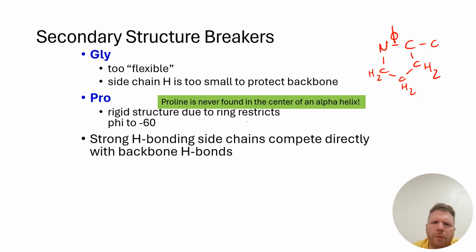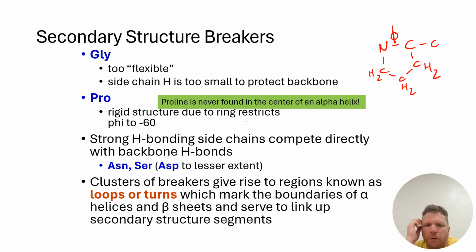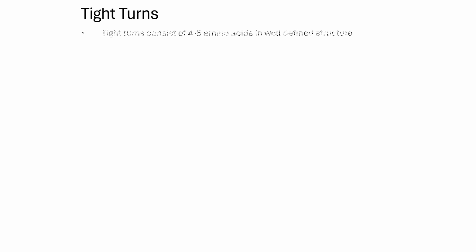Strong hydrogen bonding side chains compete directly with hydrogen bonding of the backbone. Examples being asparagine and serine, aspartate to a lesser extent. Along those same lines, glutamine and glutamic acid, to an even lower extent, and likewise, threonine. Now, clusters of breakers give rise to regions known as loops or turns, which mark the boundaries of alpha helices and beta sheets and serve to link up secondary structure segments.